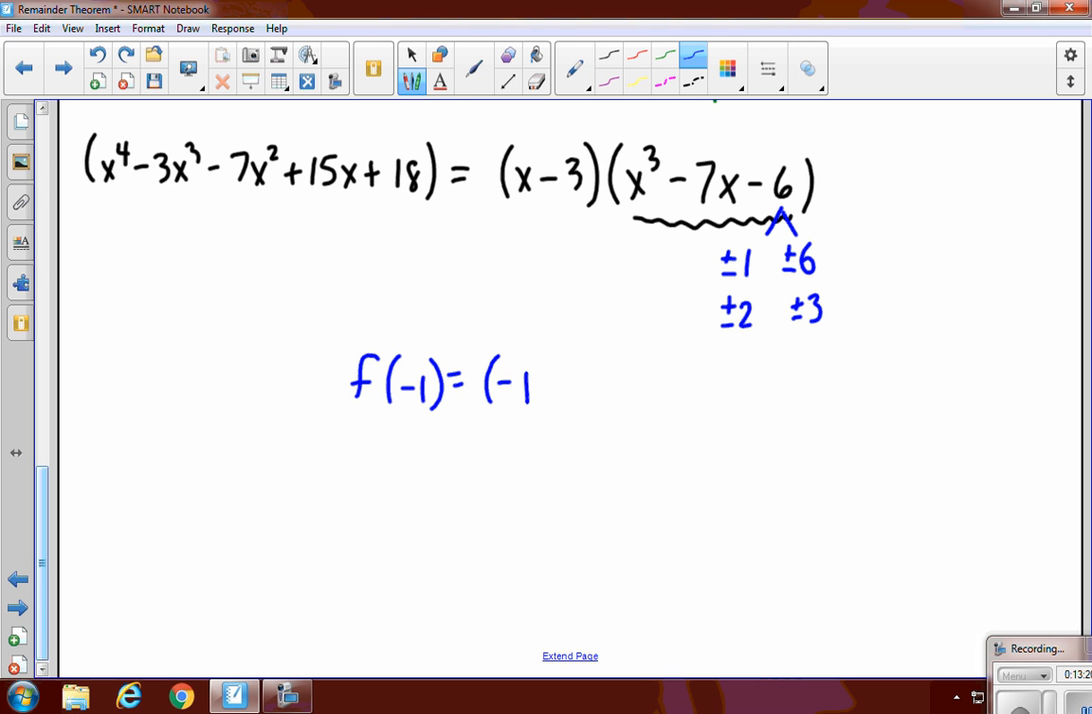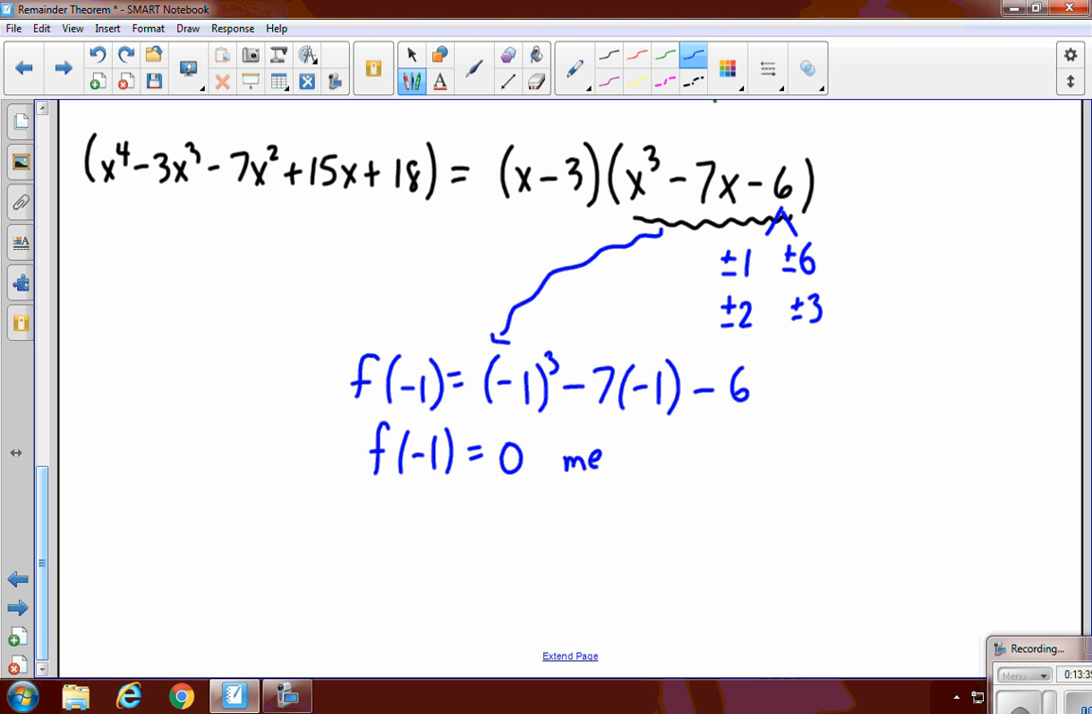So then I have a negative 1 cubed, and this is all coming from this polynomial. So a negative 1 cubed times negative 7 times negative 1 minus 6. And if you put that in your calculator, you'll realize that if I evaluate this polynomial at negative 1, I get a 0, which is telling me that because negative 1 worked, x plus 1 is a factor.